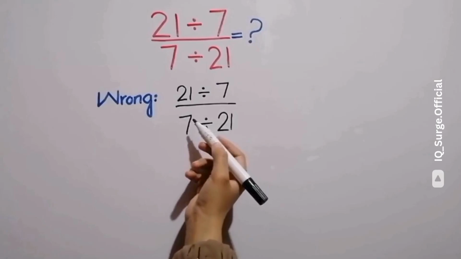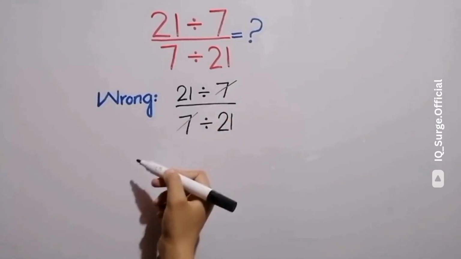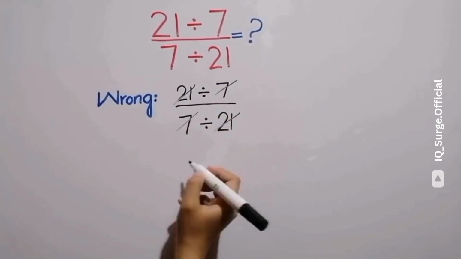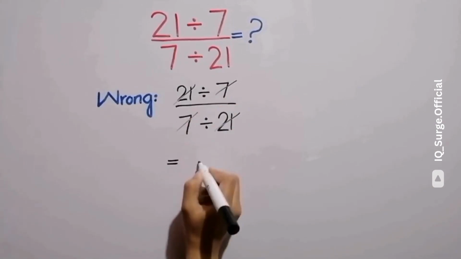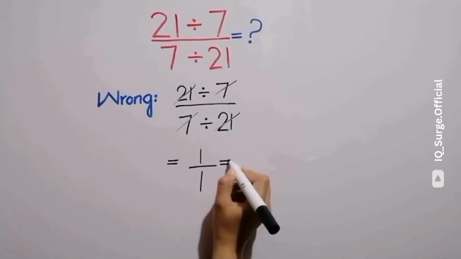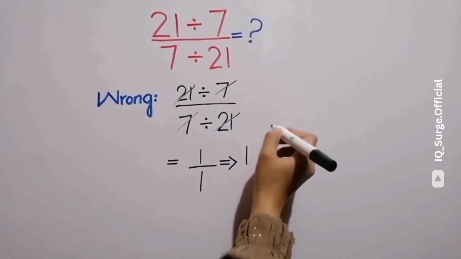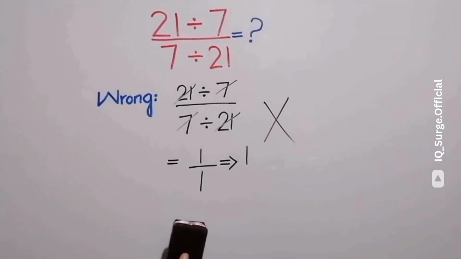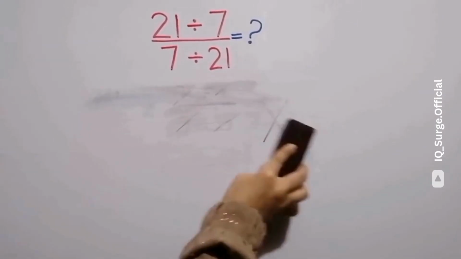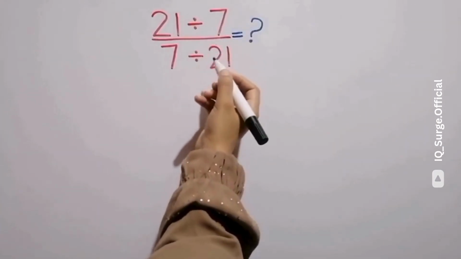Some people first cancel out the 7s. After that, they cancel out the 21s and they say the final answer of this question equals 1. But this answer is definitely wrong. Let's solve this question step by step together.